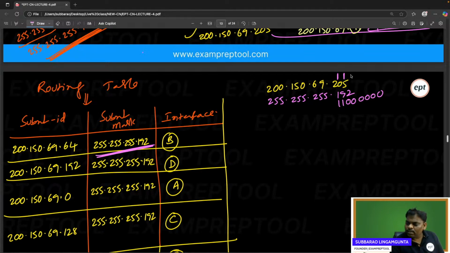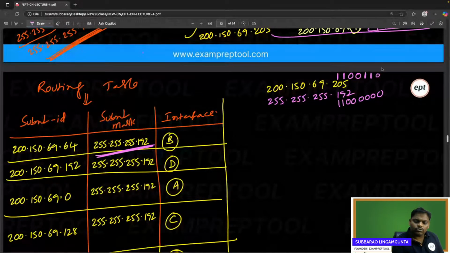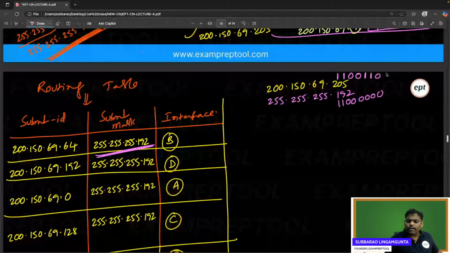So 13 means I think 12. 12 means 8 plus 4, 8 required. So 128, 64. I don't want 32. I don't want 16 also. Right? I want 8. I want 4. Right? And 0, 0. Sorry. 13 I want. 0, 1. Please check properly.